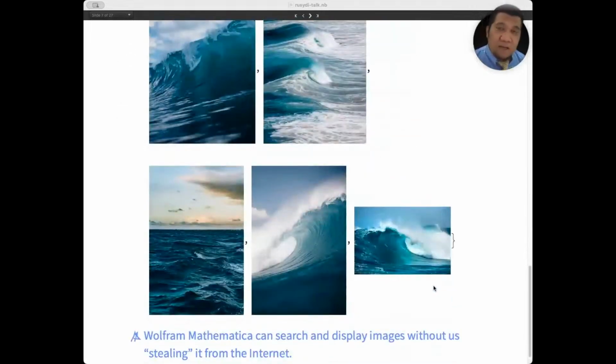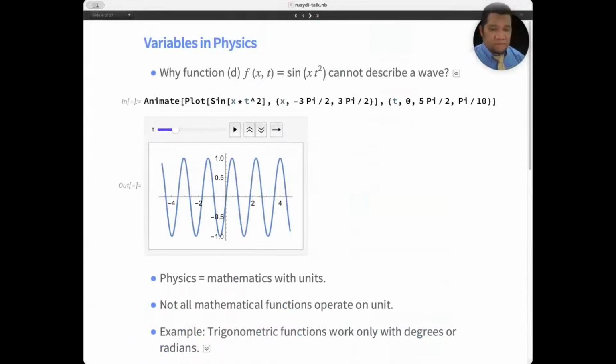Wolfram Mathematica can search and display images without us stealing it from the internet. Why can the function D not describe a wave?